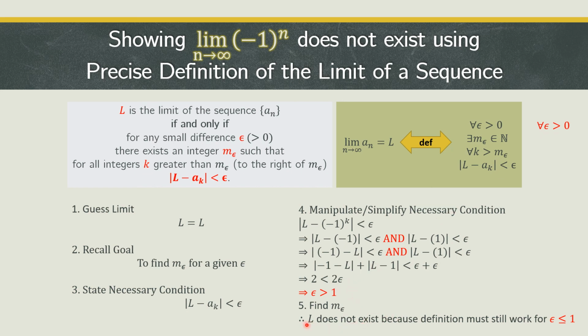And so we cannot find L, or we say L does not exist, because the definition must still work for epsilon less than or equal to 1. And yet, that's not what we see here. So it's a proof by contradiction. This statement contradicts our requirement here. And that means that we made a wrong assumption somewhere, and because all of the manipulations we did in step 4 are valid, then our mistake must be in this assumption that there exists a limit L.